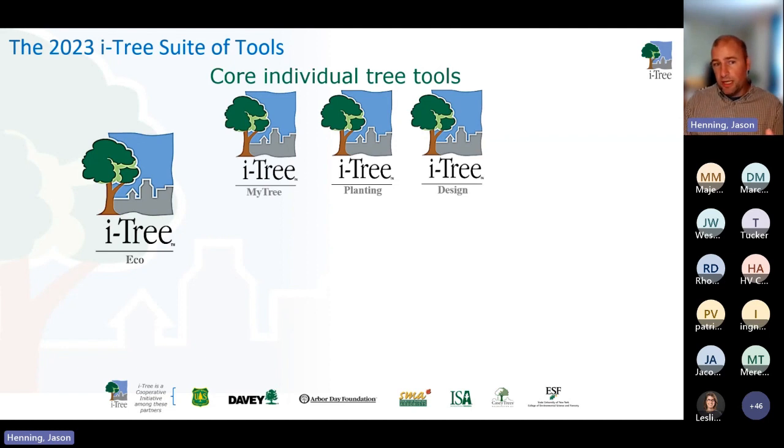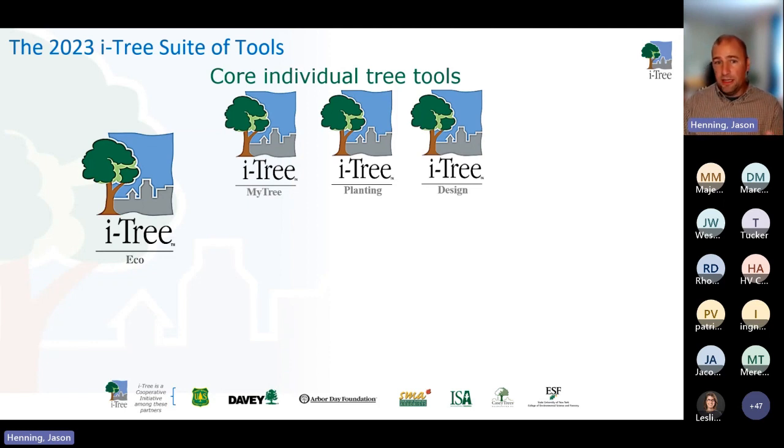It's a really simple way to get tree benefits for just a single tree or a group of trees around where you live. We actually use it a lot in education settings, showing kids how they can estimate the benefits of trees. iTree Planting is another one of our individual tree tools, and these are all using that bottom-up approach where you actually measure individual trees. I'll talk about iTree Planting in a little bit of detail in a couple minutes.